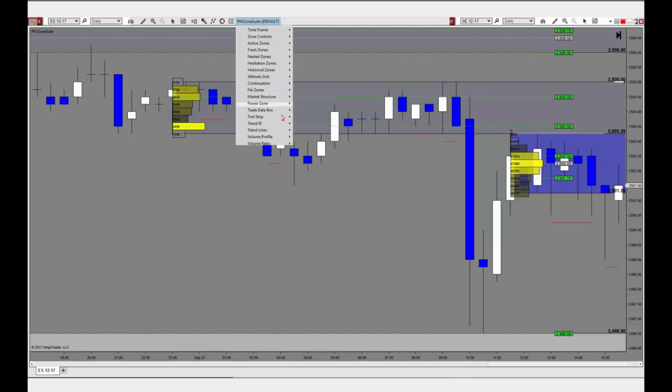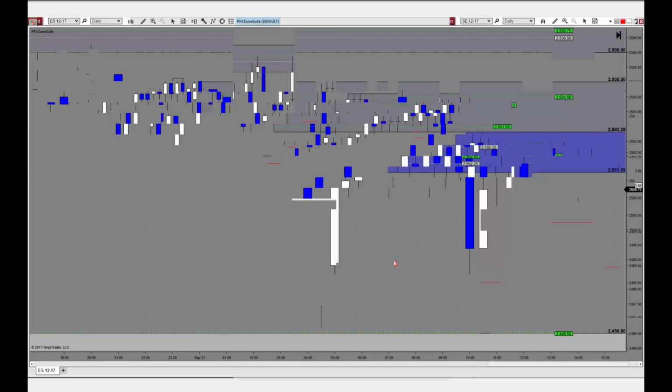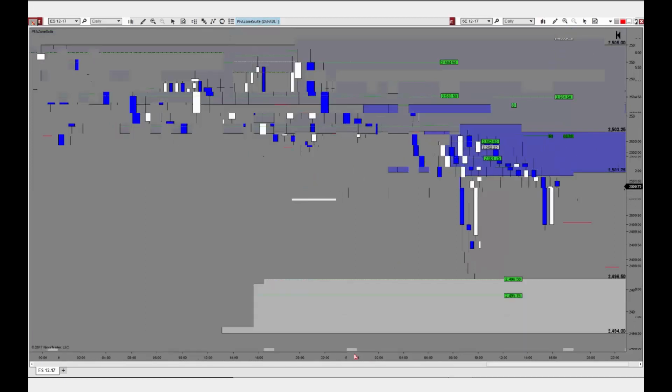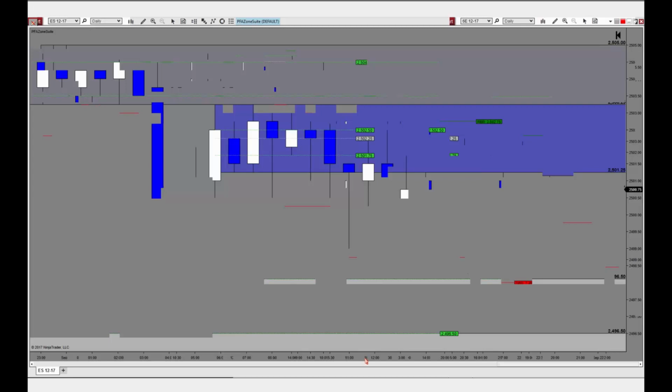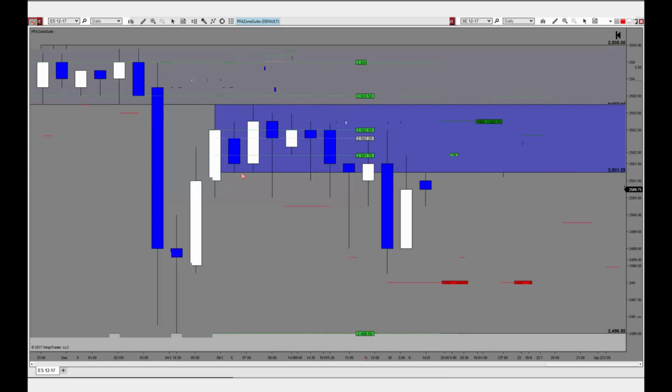Right? So here, what I want to do is turn off my volume profile. Notice how they all went away at one time. So I can control all of them or one of them, just depending on how you want to do that. So next I'll look at this zone here, and I can give you a couple of examples of how we go about reading the structure.